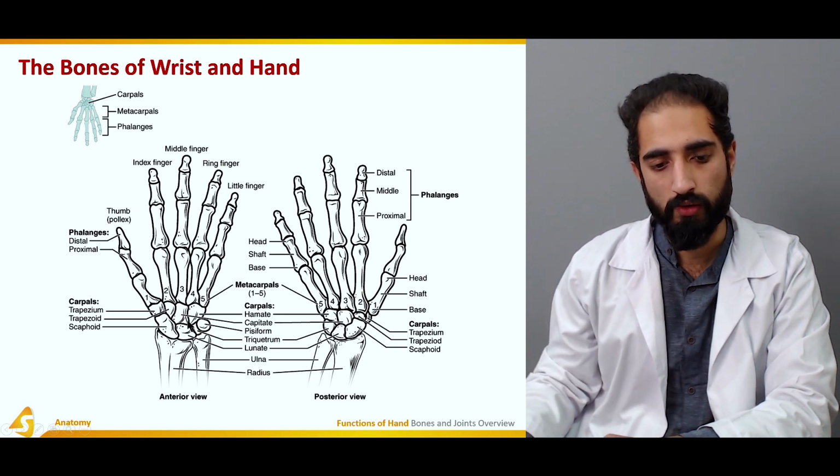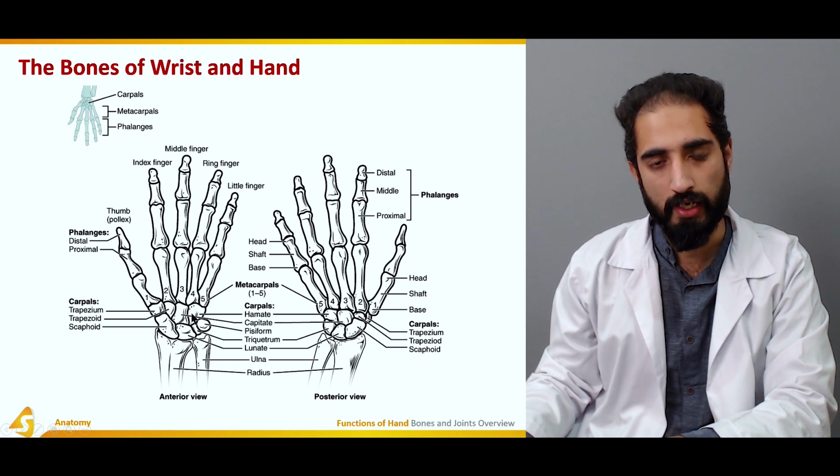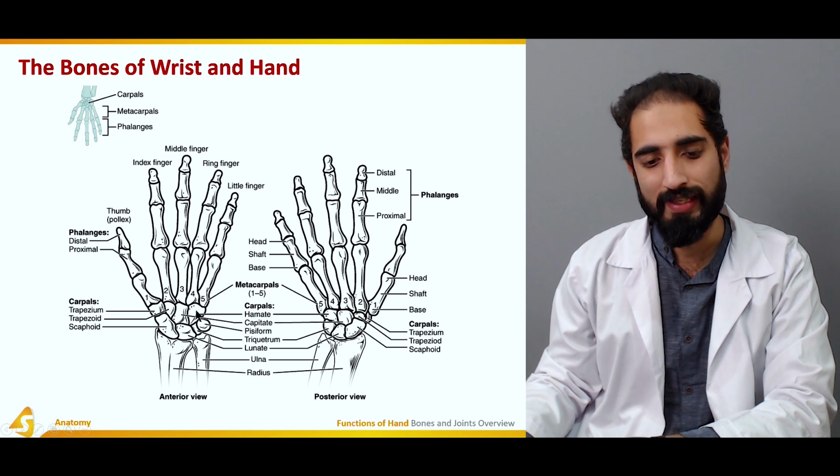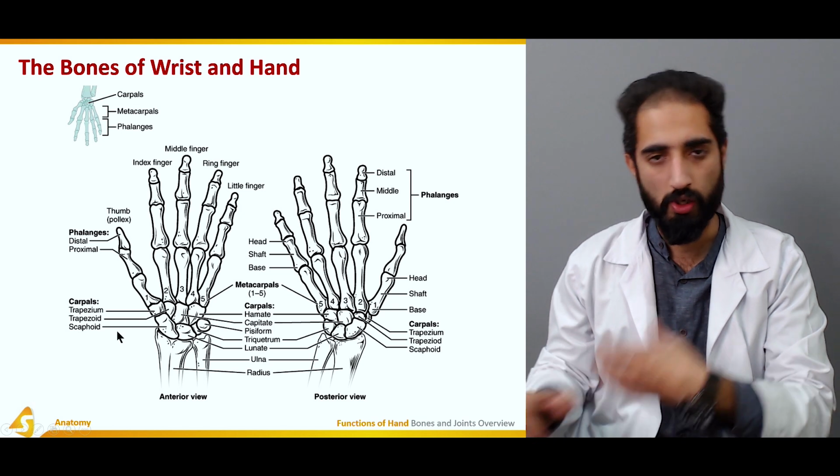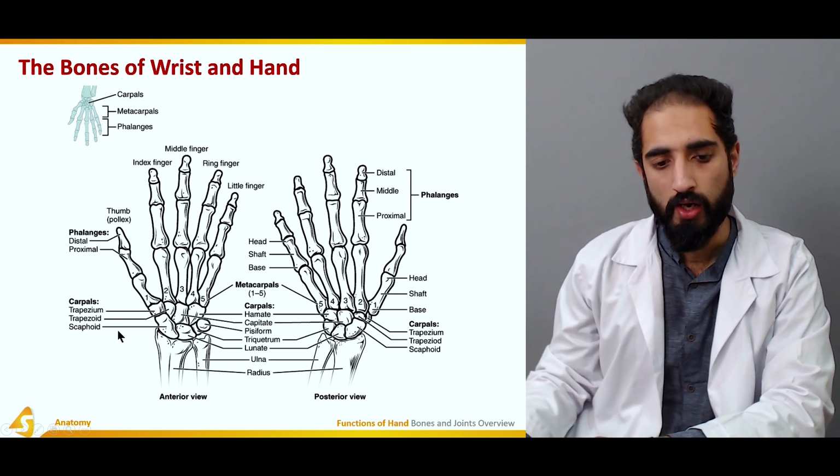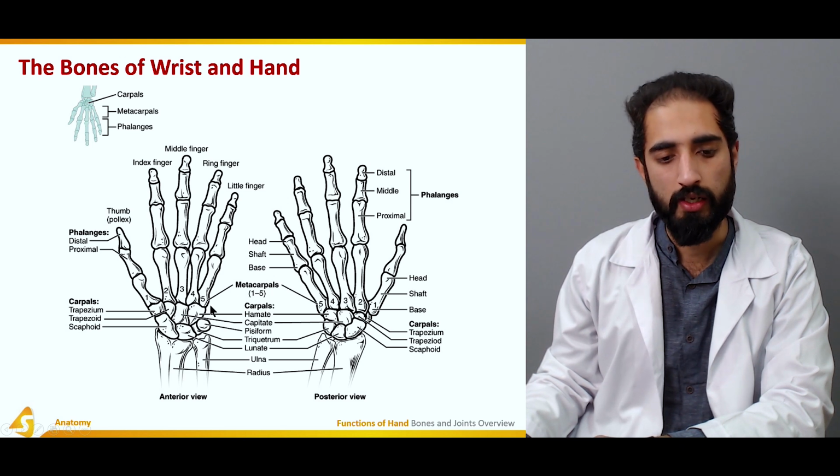So here we can see the radiocarpal joint, and we have different carpal bones which are arranged in two different rows. We have scaphoid, lunate, triquetrum, and pisiform in the first row, and we have trapezium, trapezoid, capitate, and hamate in the second row. Once again, the first row and the second row of the carpal bones make another joint which is known as the midcarpal joint, and these two joints, the radiocarpal joint and midcarpal joint, in combination form the wrist complex.